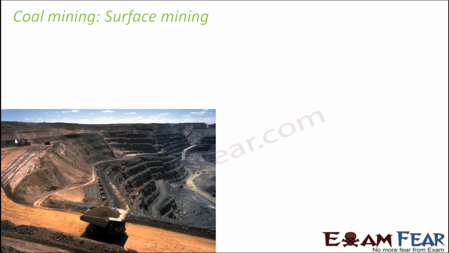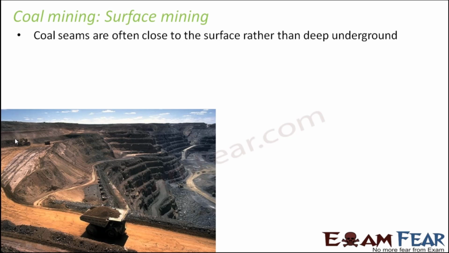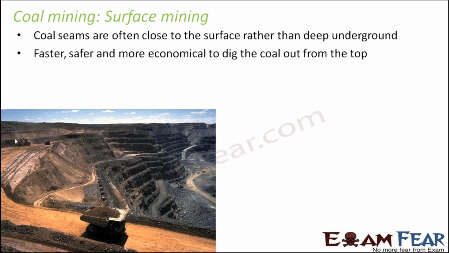The next type of coal mining is surface mining. Here we do not really go underground, but we try to mine it from the surface. So let's see, how do we do that? Here coal seams are often close to the surface rather than deep underground. This type of mining is suitable for areas where the coal seams are not very deep inside. If it is relatively closer to the surface, we can follow surface mining, because in this case it is faster, safer and more economical to dig the coal out from the top.